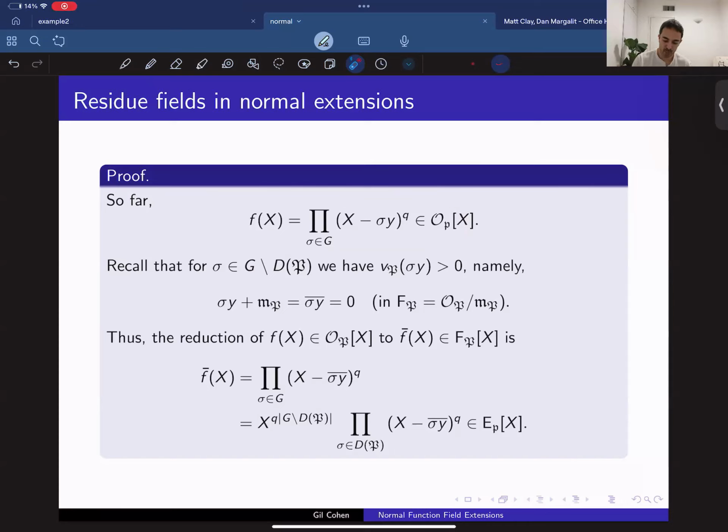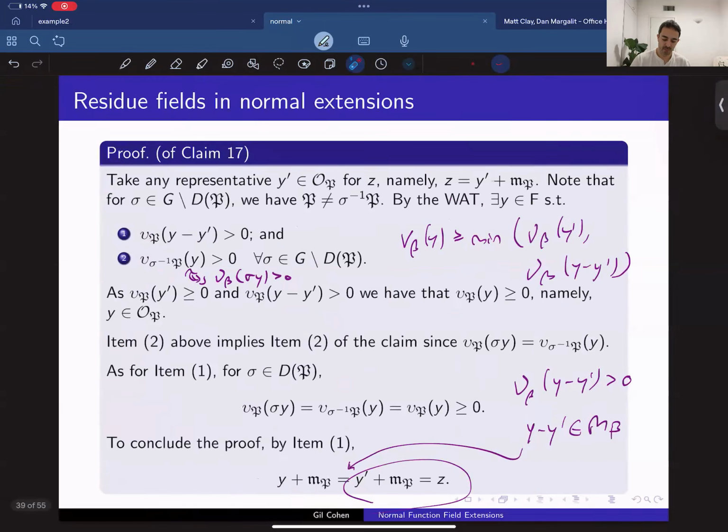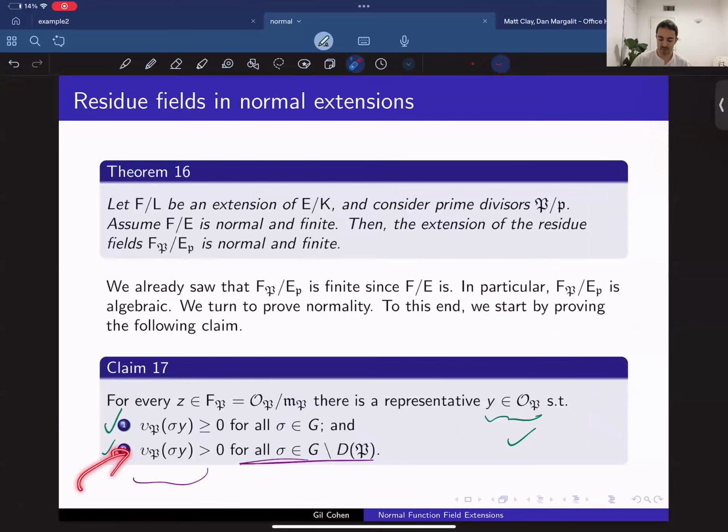I'm going to do that, but I'm going to do also something else. So recall that for sigma that is not in the decomposition group, by claim 17, we have that V capital P of sigma y is strictly larger than 0. Right, that was the second item that we haven't used so far.